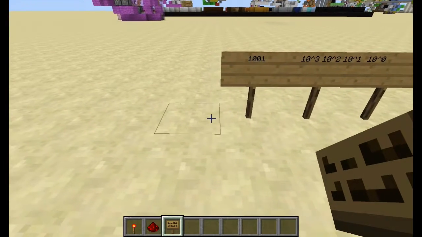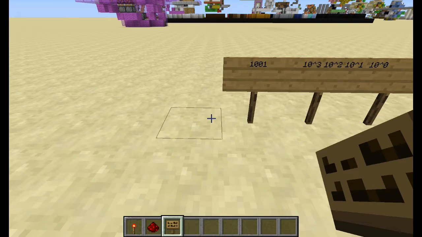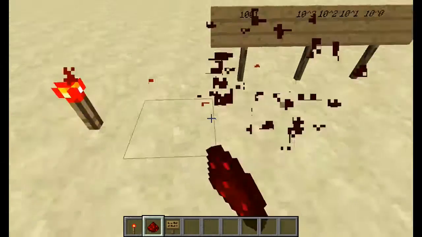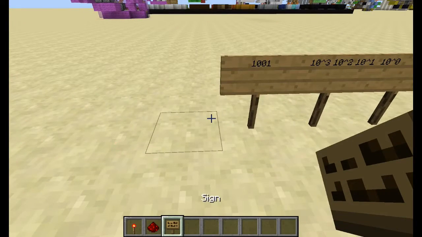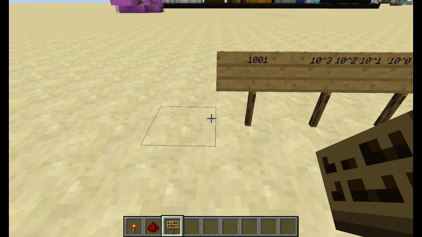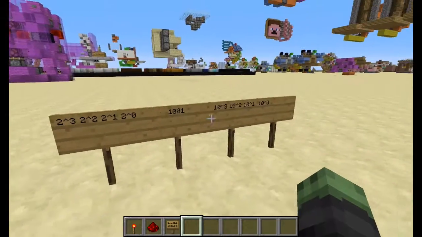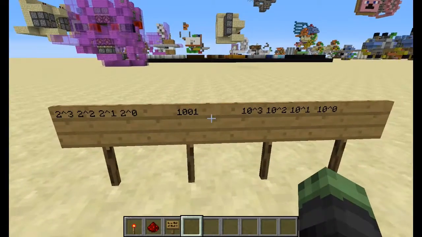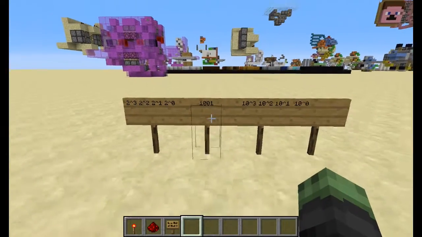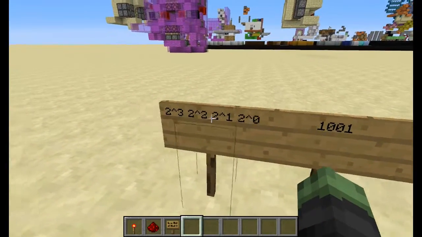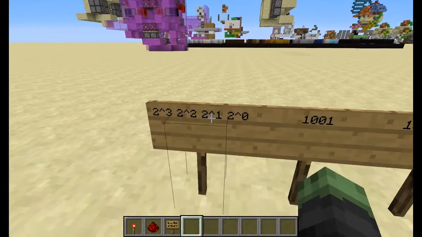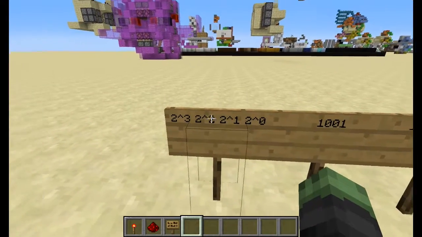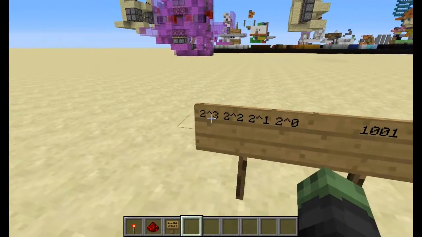And in binary, it's pretty much the same, apart from you only have two characters, the 1 and the 0, or on and off. And with 2s, it's exactly the same. You have 2 to the power of 3 up there, 2 to the power of 2 which is there, 2 to the power of 1 which is there, and 2 to the power of 0 which is there. So that's 1 here. 2 to the power of 1 is 2, so that's the second bit, as we call it. 2 to the power of 2 is 4, and 2 to the power of 3 is 8.